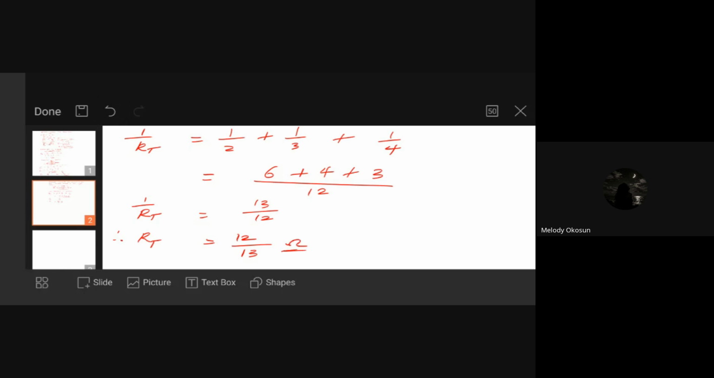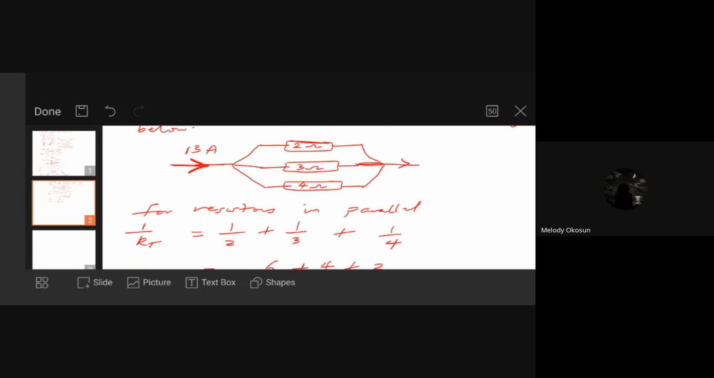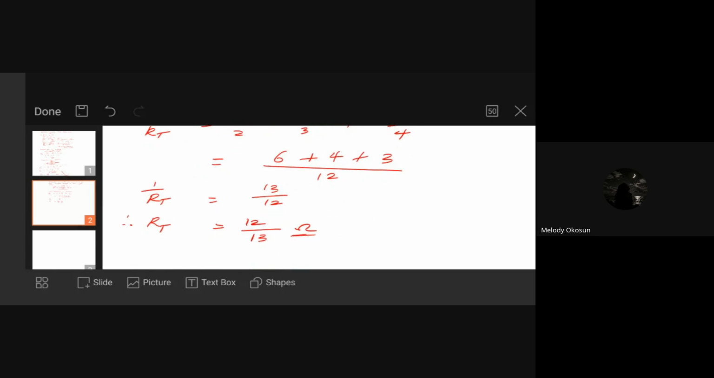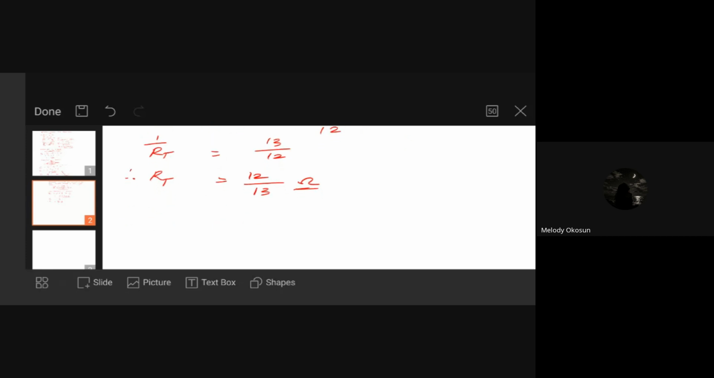So this is the total resistance inside this circuit. All these 2, 3, 4 ohm resistors produce a total resistance of 12 over 13. That's less than 1 ohm. You see that? It's already less than 1 ohm. So from what we have right here, let's now calculate the potential difference of the circuit using Ohm's law. From Ohm's law, we have that V is equal to IR.